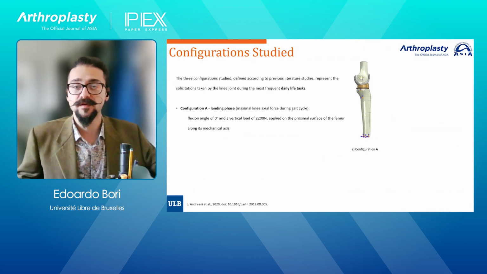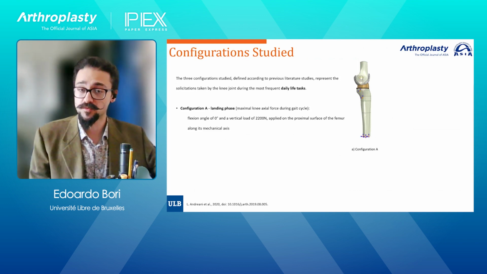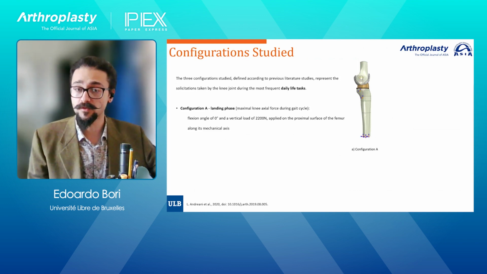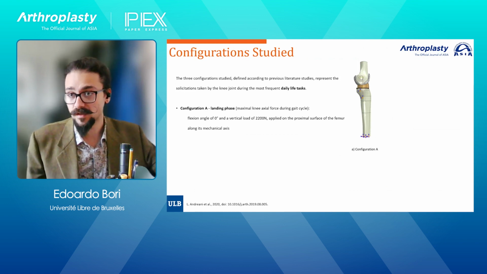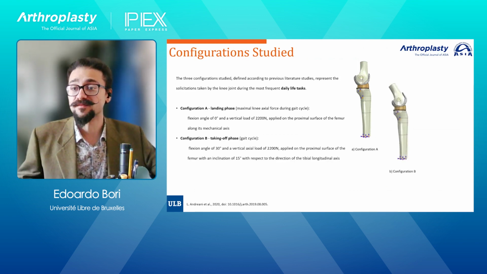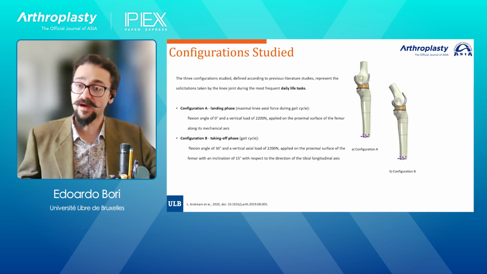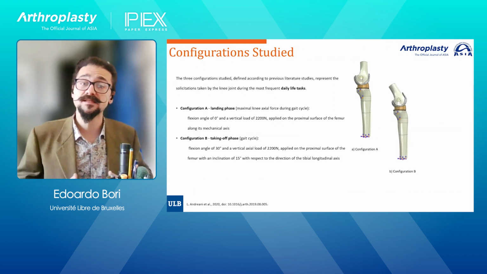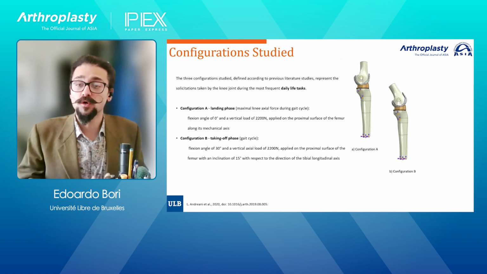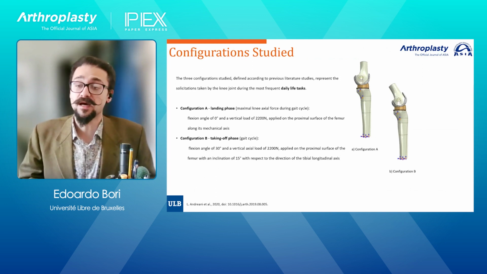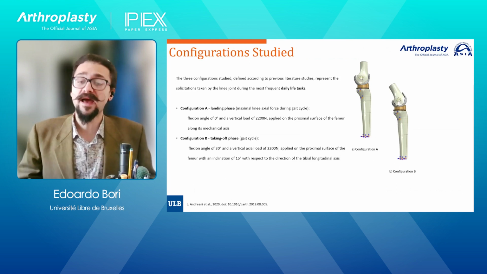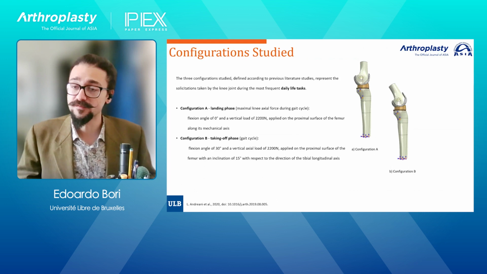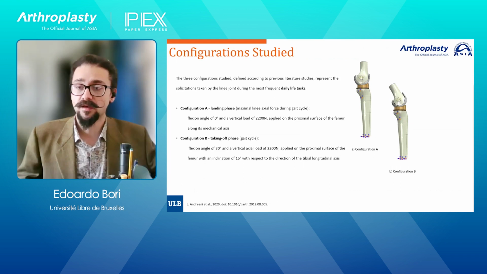As you can see, the configuration involves a 2,200 Newton load applied on the femur at 0 degrees of flexion. Then during the gait, we also have another phase in which we have high stress, the take-off phase. So also in this case, we considered a 2,200 Newton force applied, this time with a specific angle and an angle of flexion of the joint.